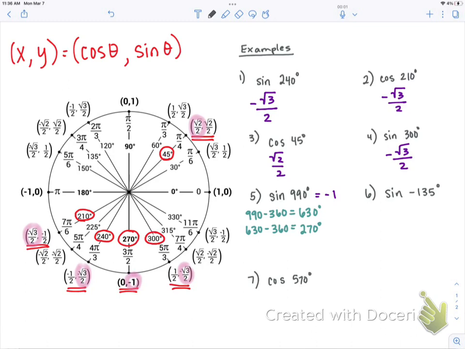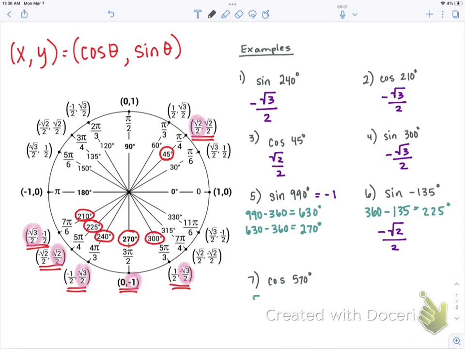Number 6, sine of negative 135 degrees. So again, we need to figure what that is on my unit circle. We do 360 minus the 135. That gives me 225 degrees. So we want sine of 225. So 225 is right here. Using that ordered pair, we want sine, which is my y value, and that is negative square root of 2 over 2.